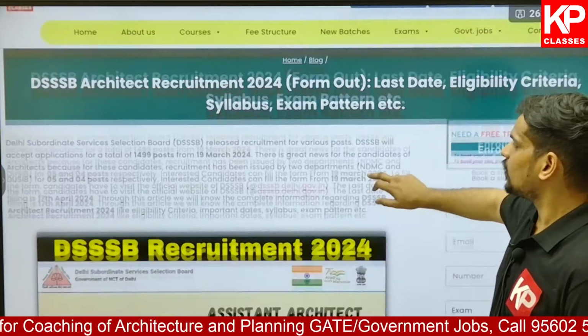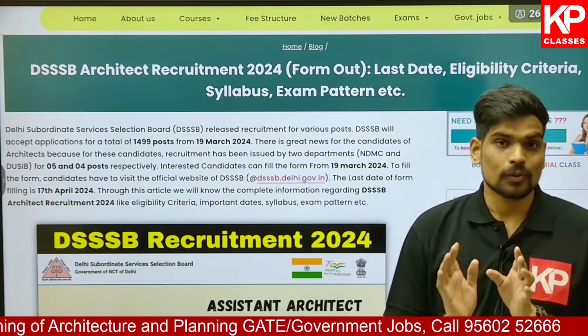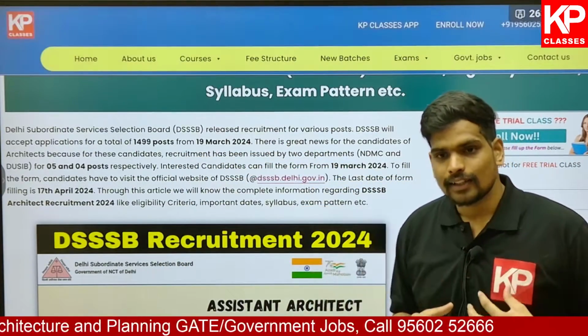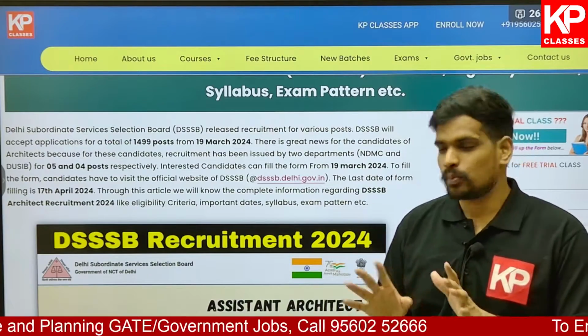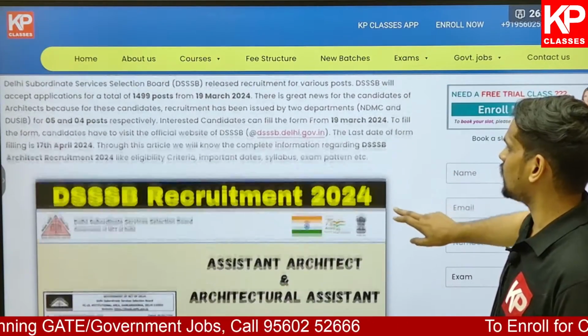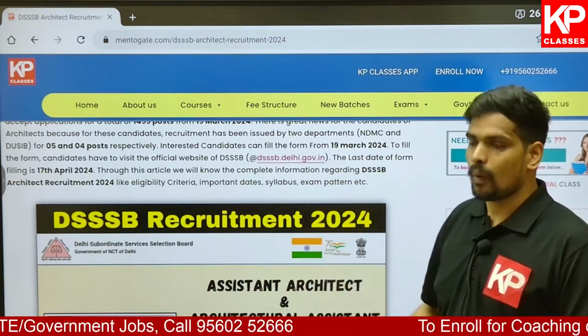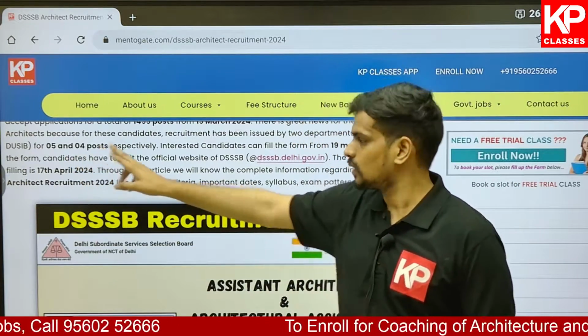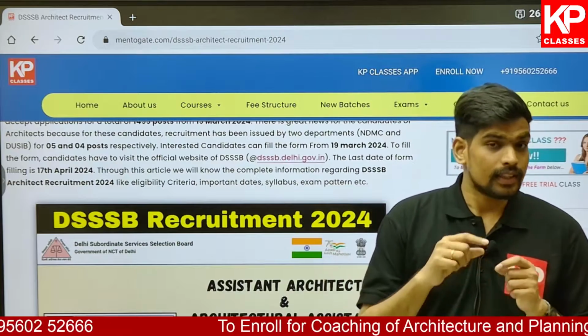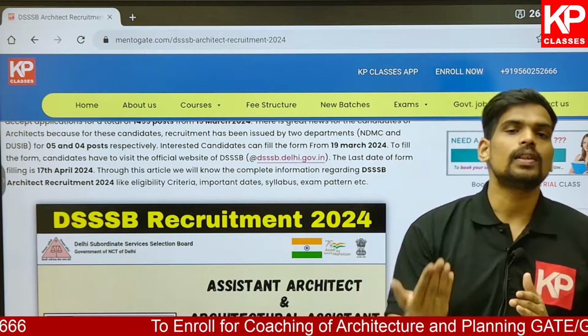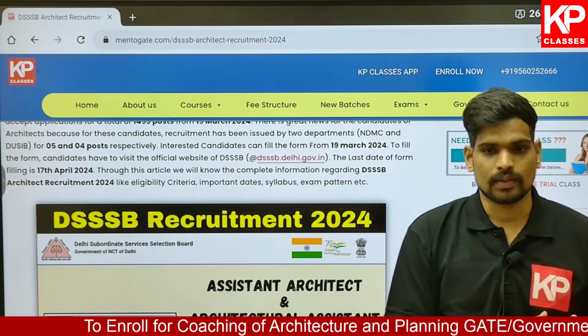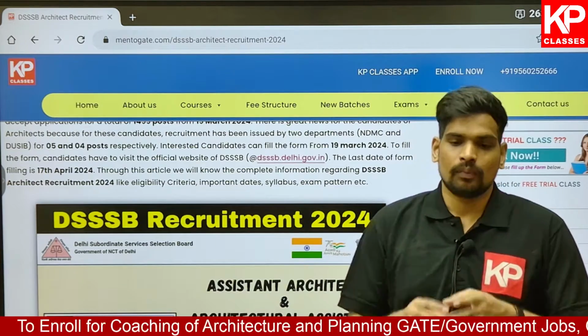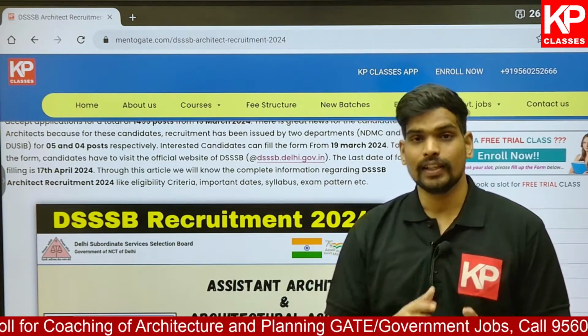You can see the notification actually includes close to 1500 posts. However, architecture specific, there are a total of 9 posts as I can recall. So let us look into those details. The form is already open. As you can see, there are 5 posts in New Delhi Municipal Council, NDMC. Again, these are 5 posts in addition to the earlier announced 6 posts of NDMC. We have already released a blog on that as well for the earlier 6 posts.